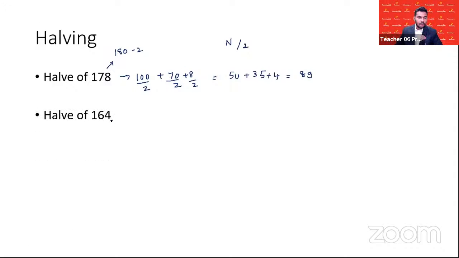Now, how can you halve 164? We can split it as 160 plus 4. So half of 160 is going to be 80. Half of 4 is going to be 2. This is going to be 82.